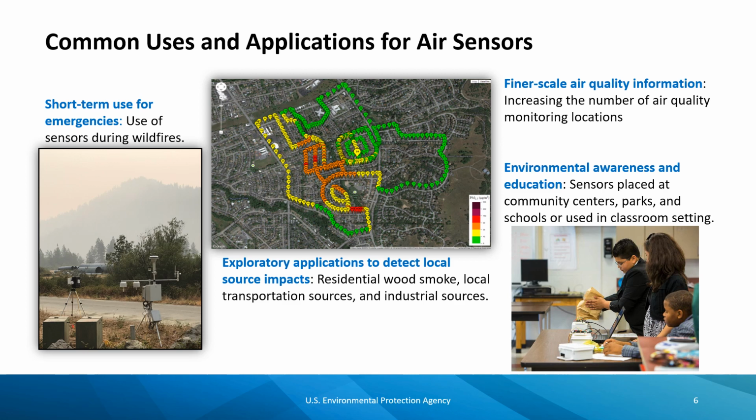So this slide summarizes some of the common uses and applications for air sensors. Air sensors have been used for short-term emergencies, such as wildfire smoke monitoring, and to understand local air quality conditions. Sensors are also used to explore local source impacts, such as wood smoke, transportation sources, and industrial sources. Additionally, air sensors have been deployed in more locations, so there is finer scale information on air quality. Lastly, sensors are used to promote environmental awareness and education. They are often placed in community areas or schools and used in classroom settings.